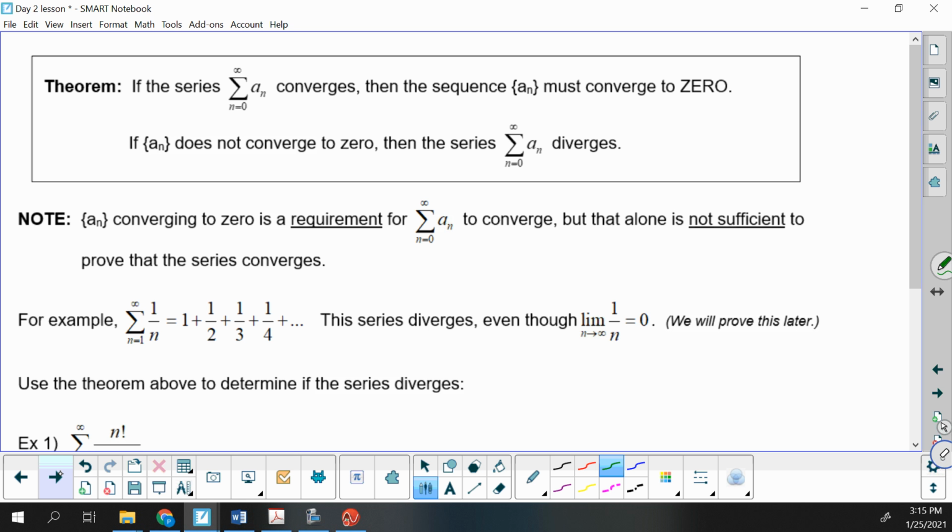So that means if your sequence values do not converge to 0, then the series must diverge. And this is what's called the nth term test. Now, the nth term test can only show divergence. And the reason for that is if you show that a sequence goes to 0, that on its own is not sufficient to prove convergence.